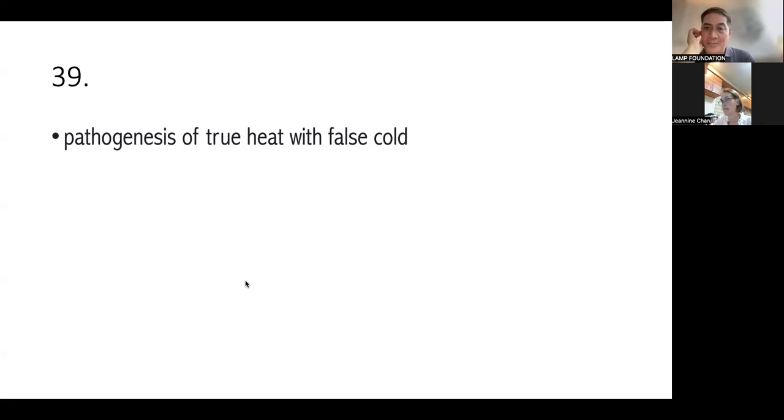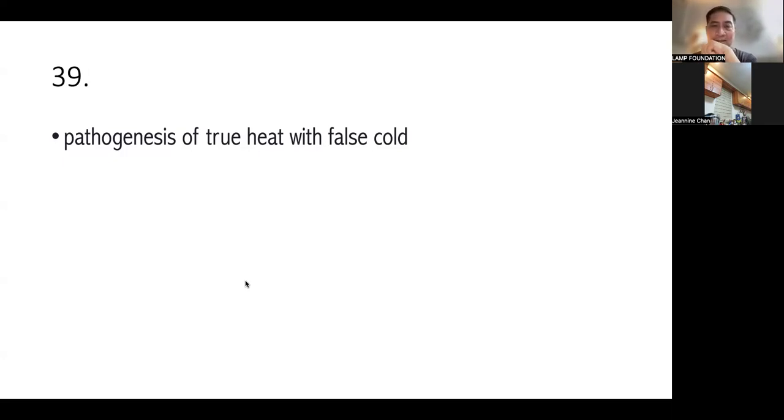Opposite lang to kanina, di ba? True cold with false heat. Ngayon, true heat naman, what happened here? Internal exuberant yang driving yin outward, known as exuberant yang rejecting yin. Nasinita si Yin. Okay, very good.